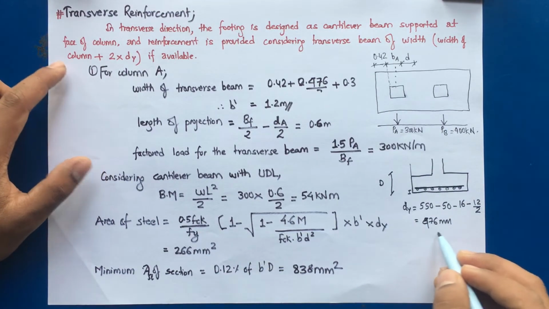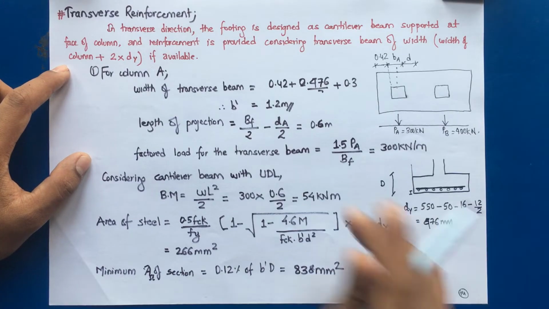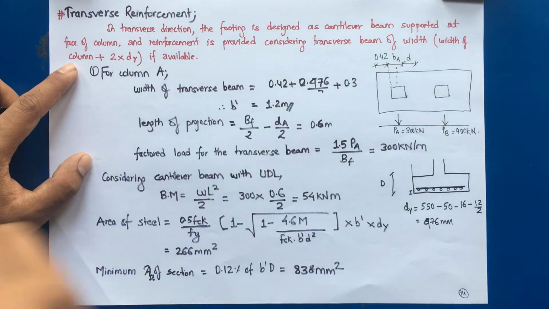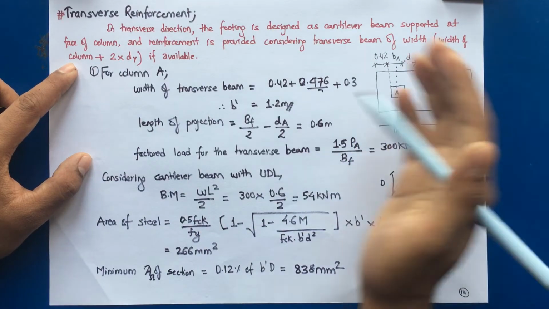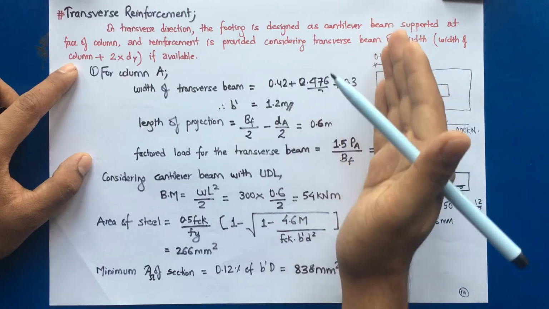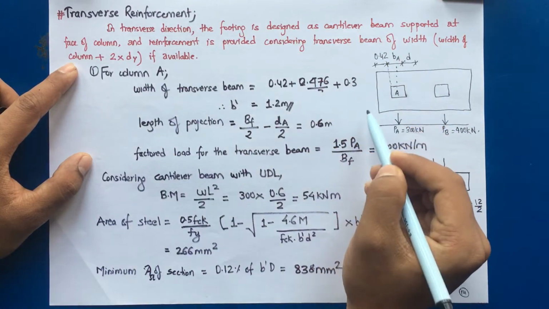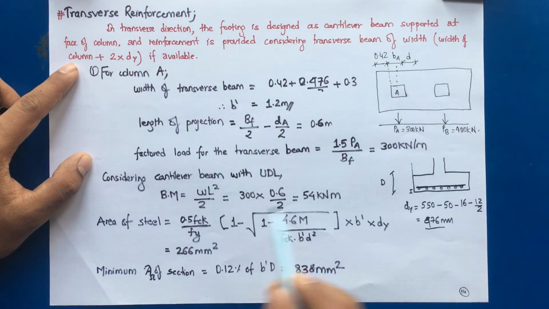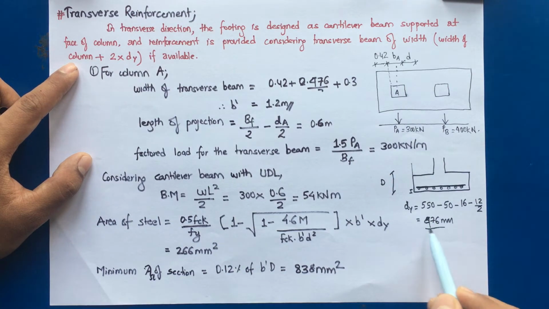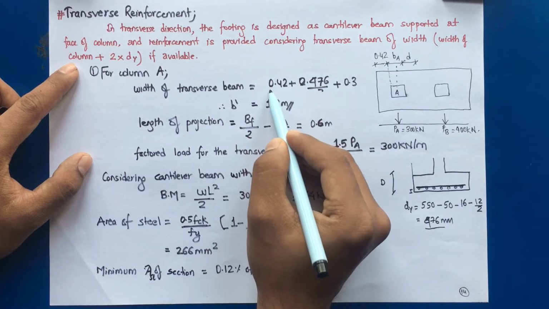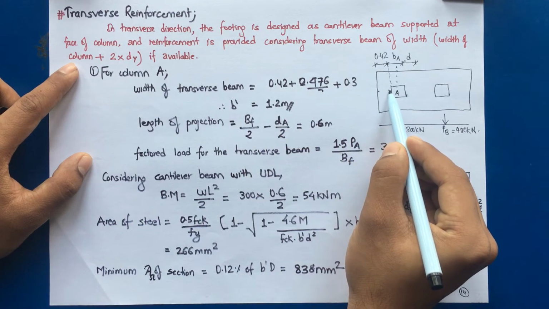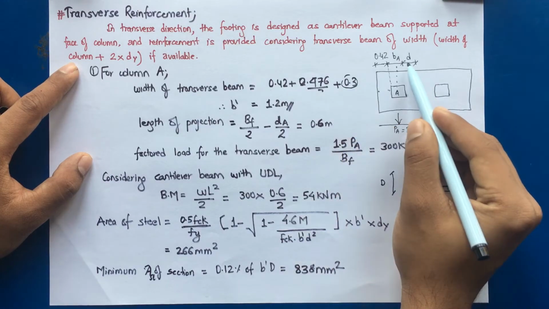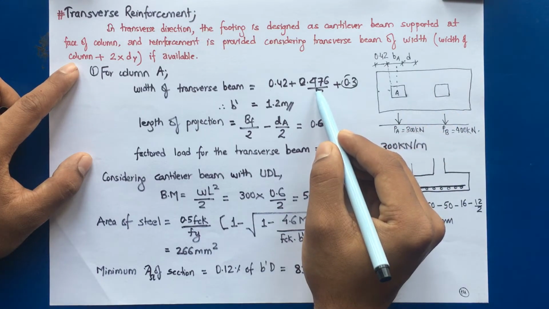This is the depth along transverse direction, and the width of the beam is taken as width of column plus 2 into d_y. But for column A, the projection from the face of the column towards the left edge is restricted to 0.42 m. That means this distance, or we can say width, is not available, so we'll take 0.42 only. So 0.42 plus width of column, that is 0.3, plus d, which is 0.476. I hope you got this point.